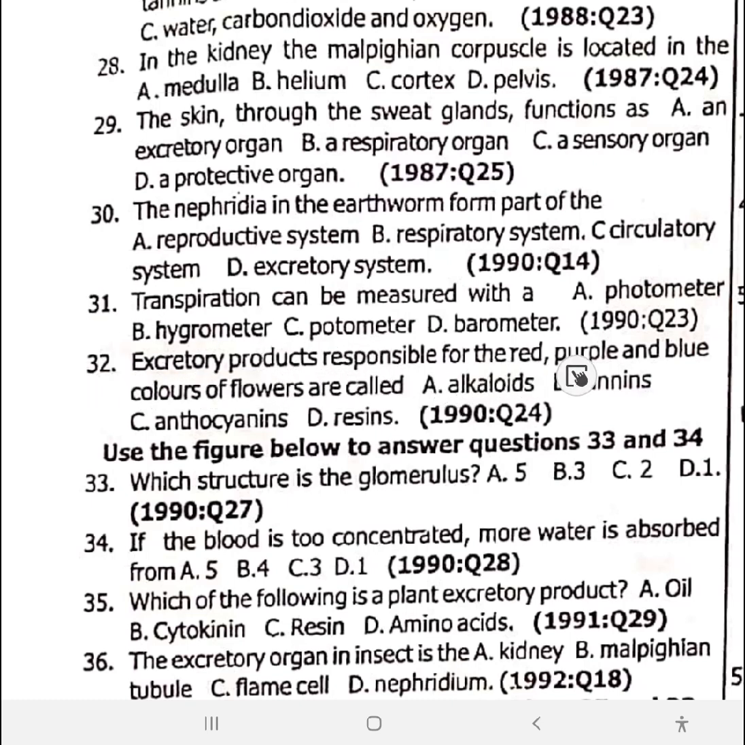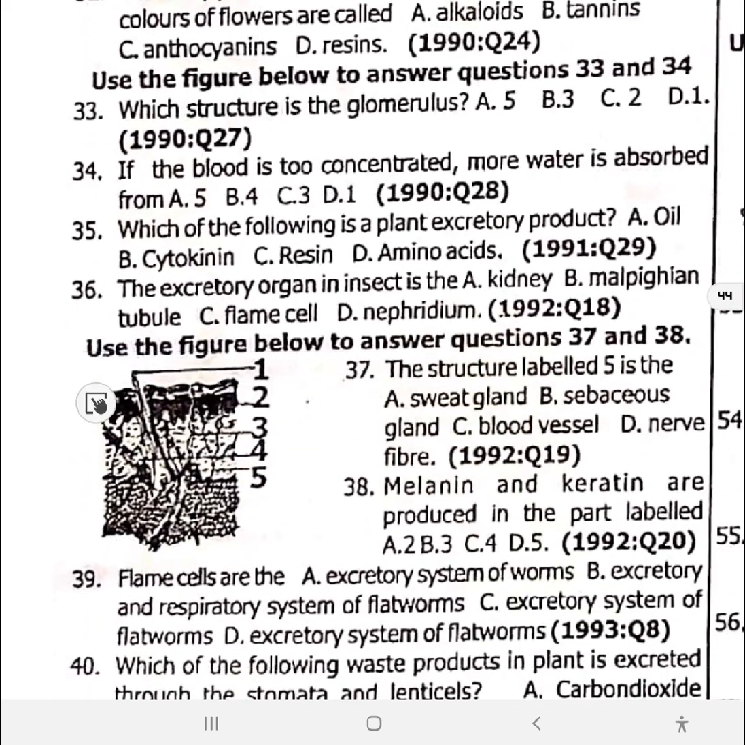32. Excretory products responsible for red, purple, and blue color of flowers are called anthocyanins. They are also excretory products. You see here, we made mention of it already. 32 is option C. Use the figure. There's no figure. 35. Which of the following is a plant excretory product? They don't repeat them again. Option C. 35. Don't forget, resins are excretory products in plants.